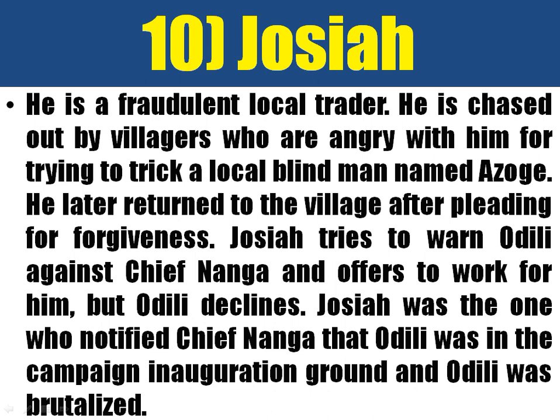And the stick that was given to a blind man called Azoge, and some of the good things given to him, Josiah wanted to trick the blind man and take away those things. Though he was caught by the villagers and then he was chased away. He later begged for forgiveness to return to the village.